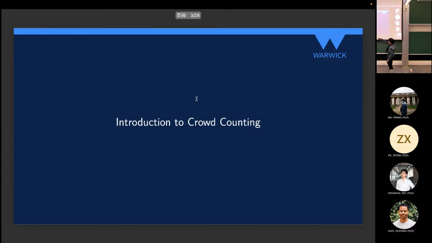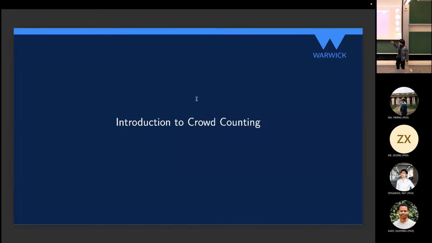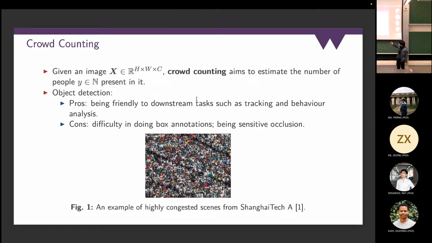If you take a look at this image, for example, oh, what's going on here? It's quite strange.